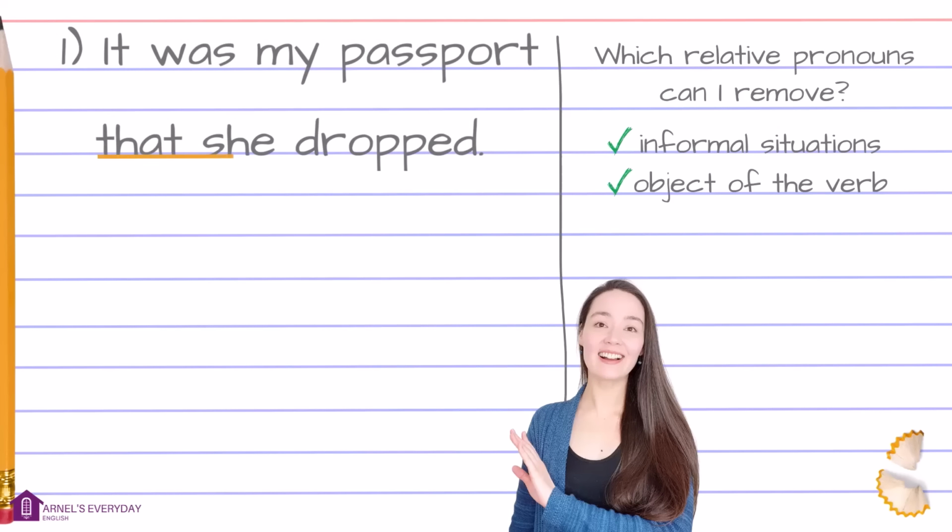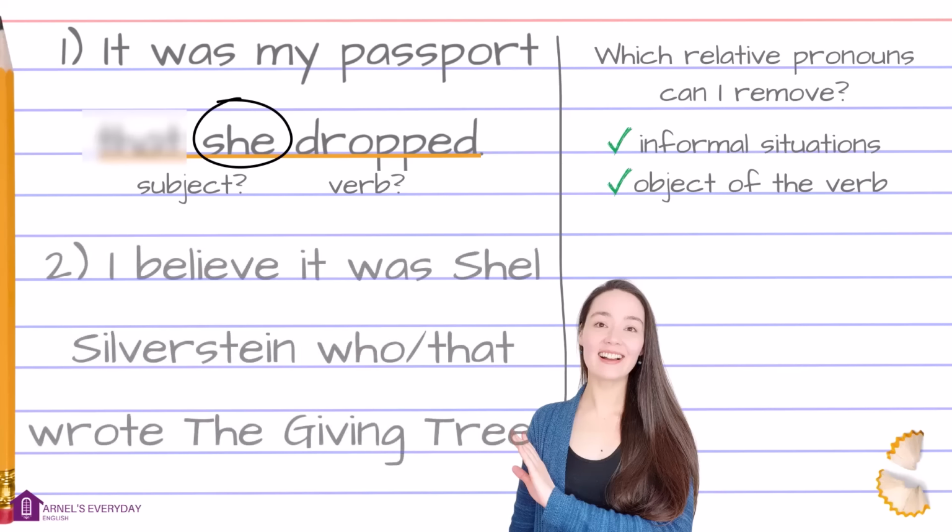I have my that clause. What's the verb here? Drop. What's my subject of this verb? She. What did she drop? The passport. And the passport is the object of my verb. So here I do not need that. It was my passport she dropped. Perfectly correct.